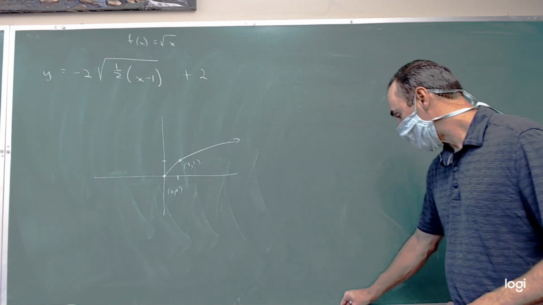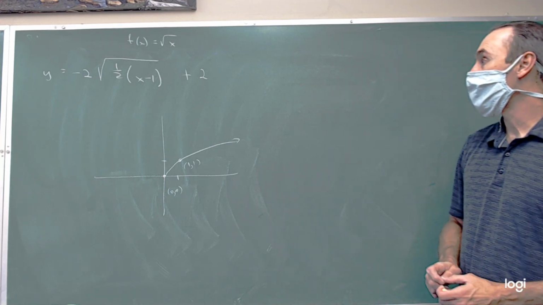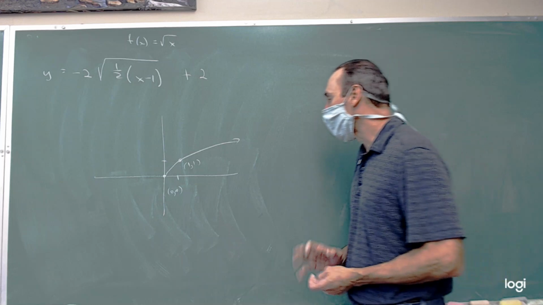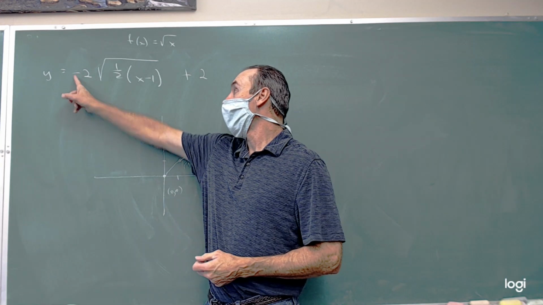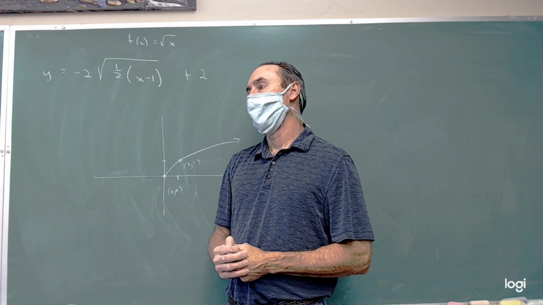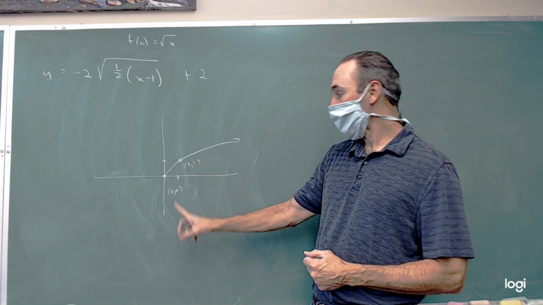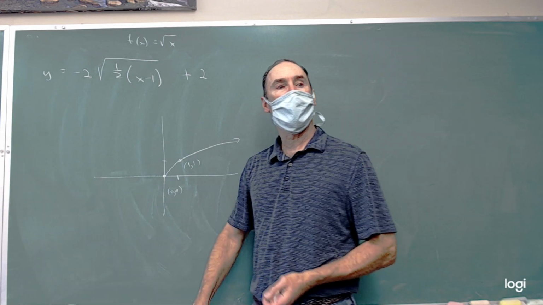All right, so we know that, let's just talk about what is going to happen first, before we start plotting points here. So what is the negative going to do? It's going to flip it, right? So we're going to get something that's flipped over the x-axis. It's going to come down to the right this way. What is this 2 going to do?